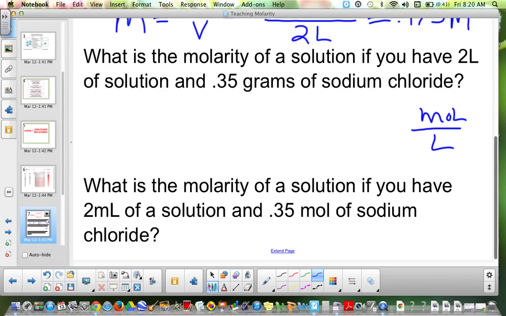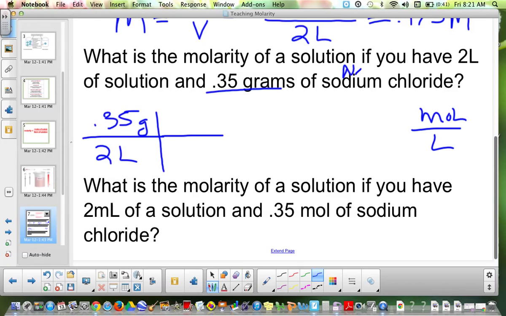Do I have moles? No, this time I have grams. But I'm going to start with that because I know I can convert. So 0.35 grams. And what can I put on the volume? Do I have liters in the problem? Yes. So 2 liters goes on the bottom. Now I know how to convert. So sodium chloride. Here comes my nomenclature. How do I write the formula for sodium chloride? NaCl. Okay? I know I want to get to moles. In 1 mole of sodium chloride, how much does 1 mole of sodium chloride weigh?